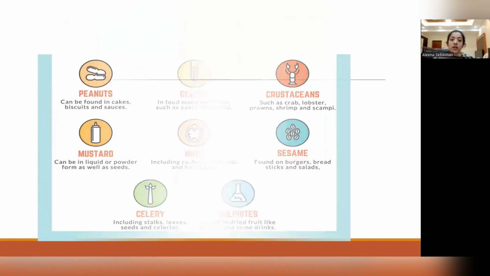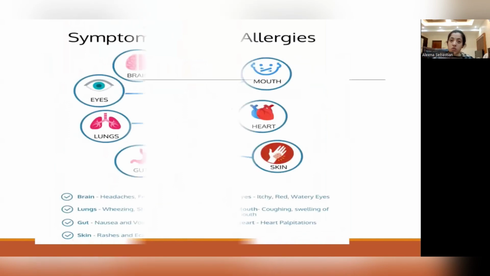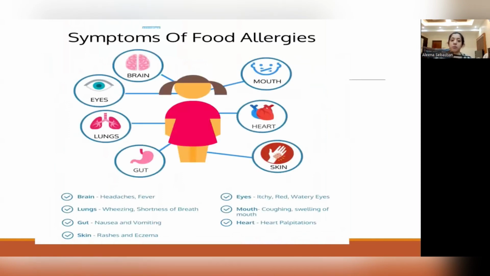Now let's get into the symptoms of food allergy. As I already told you, it affects the brain, eyes, lungs, gut, skin, heart, and mouth. In the brain, it causes headaches and fever. The eyes become red, itchy, and watery. In the lungs, there will be difficulty in breathing and wheezing. Then in the gut, nausea and vomiting.